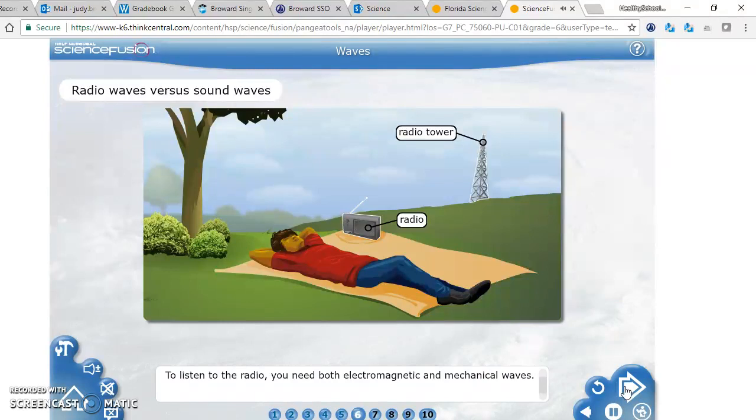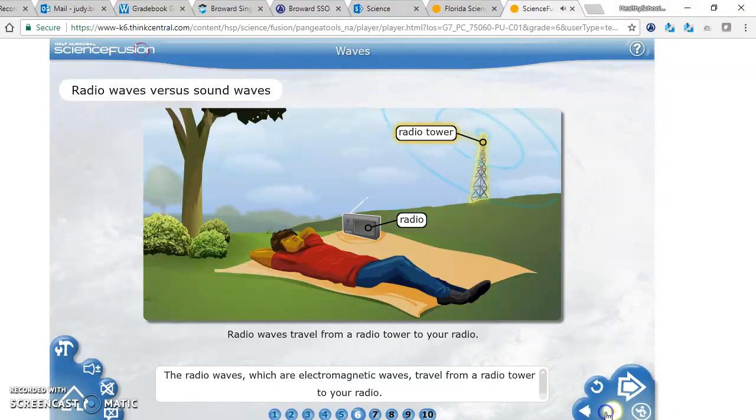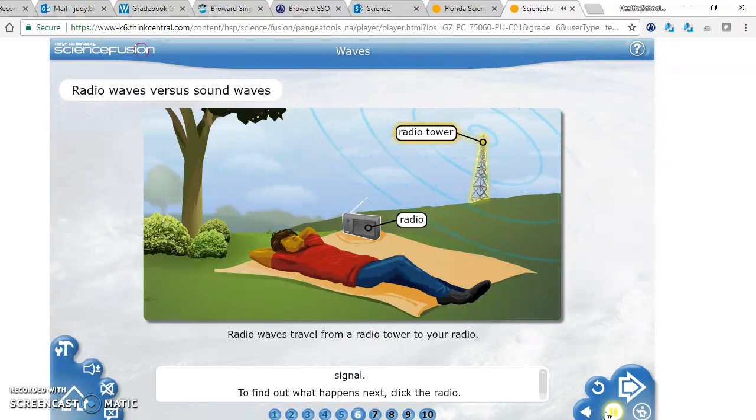To listen to the radio, you need both electromagnetic and mechanical waves. How does the music get from the radio station to your ear? To find out, click the radio tower. A signal is transmitted from the radio tower as waves. The radio waves, which are electromagnetic, travel from a radio tower to your radio. The radio waves interact with your radio antenna to produce an electrical signal. To find out what happens next, click the radio.